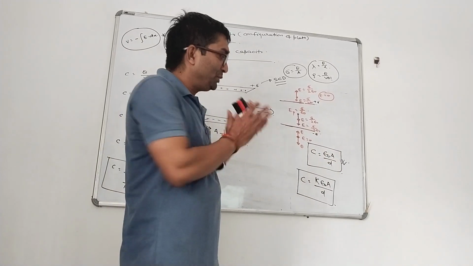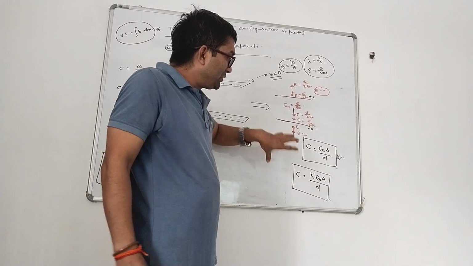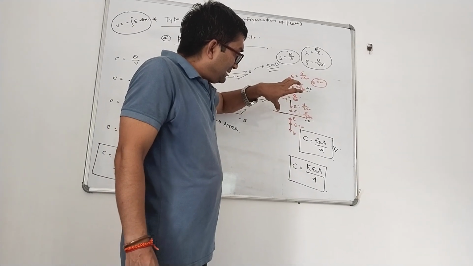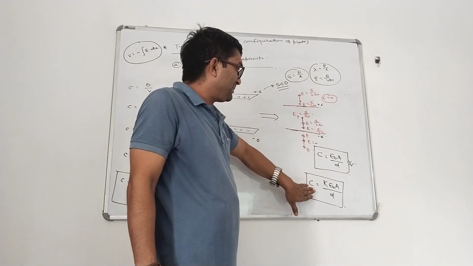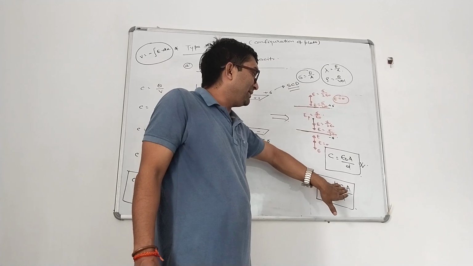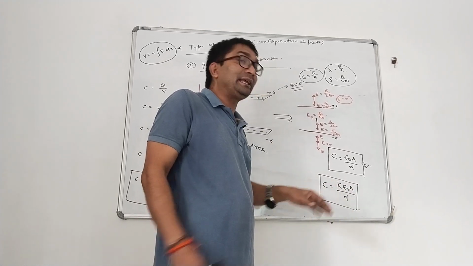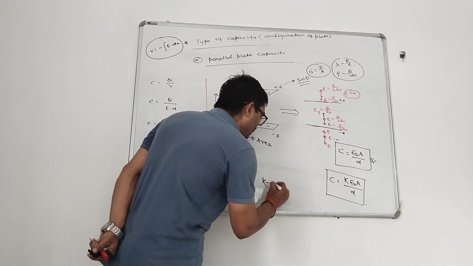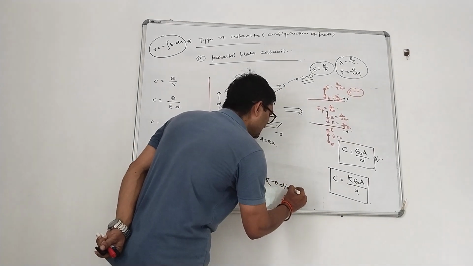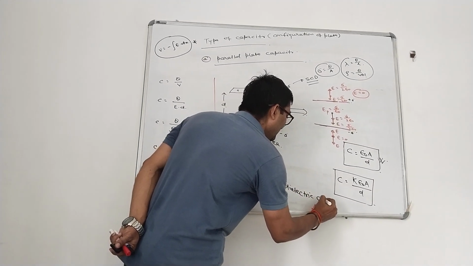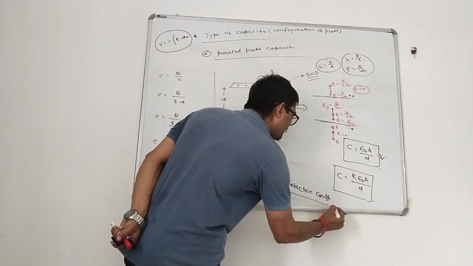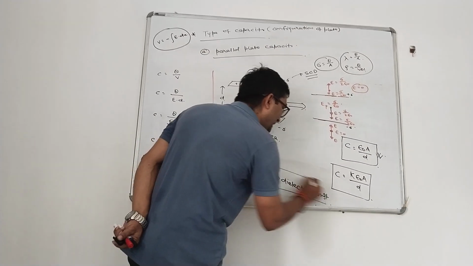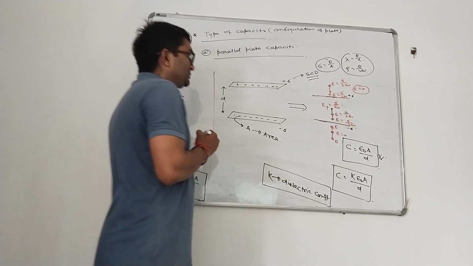When I introduce a dielectric, in that case capacity becomes what? K epsilon naught A upon D, where K is the dielectric constant, like a relative permittivity.